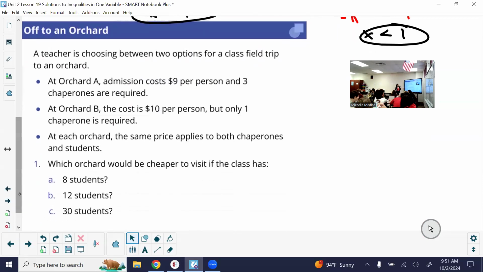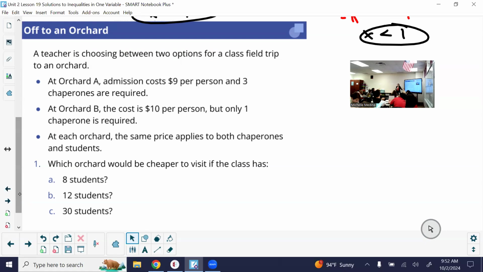Now, in your groups, you are going to help each other answer these questions. So whether you want to divide and conquer, whether you all want to try it and then compare answers, up to you. But here's the situation. The teacher is choosing between two options for a class field trip to an orchard. At Orchard A, admission costs $9 per person and 3 chaperones are required. At Orchard B, the cost is $10 per person, but only 1 chaperone is required. At each orchard, the same price applies to both chaperones and students.